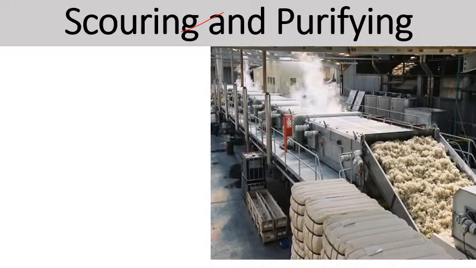Next step is scouring and purifying. So scouring is done to remove the waxes or other impurities from the cotton. For this we use caustic soda, that is NaOH, which helps in saponification of waxes, and other impurities get softened and they are washed away with clean water.